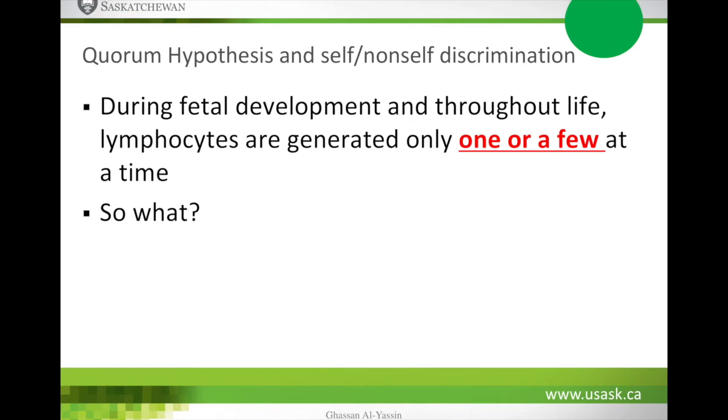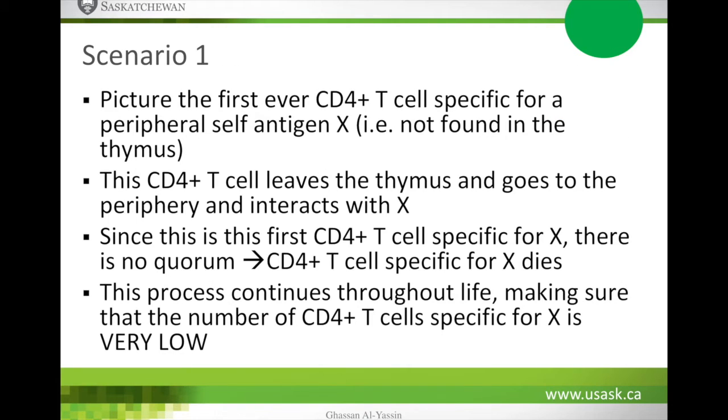So, does the quorum hypothesis provide a mechanism for self-non-self discrimination? Well, I sure hope so because I want to get my PhD. Now, lymphocytes specific for a particular antigen are usually generated only one and maybe a few at a time. Now imagine there is a peripheral antigen called X. Because X is peripheral, it will not be expressed in the thymus, so you can't establish central tolerance to it. You need peripheral tolerance.